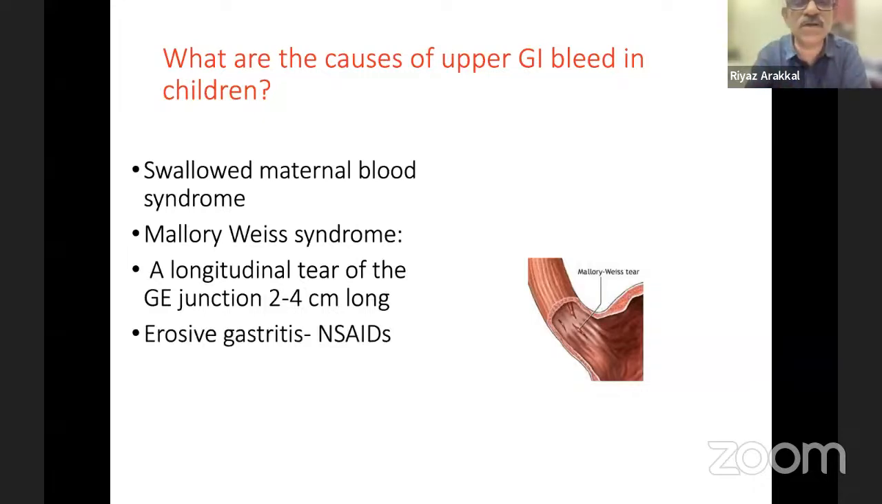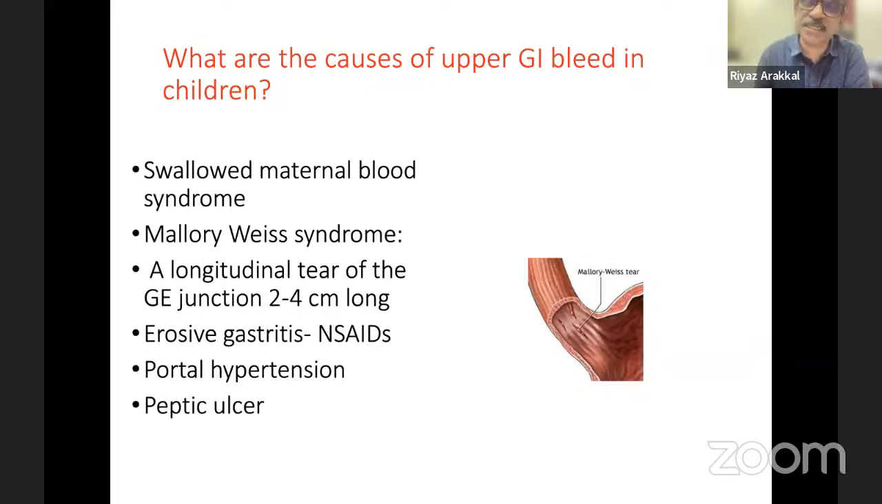Another very important cause is erosive gastritis. Nowadays, a lot of our patients, children, are on various types of NSAIDs that can cause erosive gastritis. Then, of course, there is upper GI bleed due to rupture of esophageal varices secondary to portal hypertension. Peptic ulcer disease is a very rare cause in the pediatric age group.